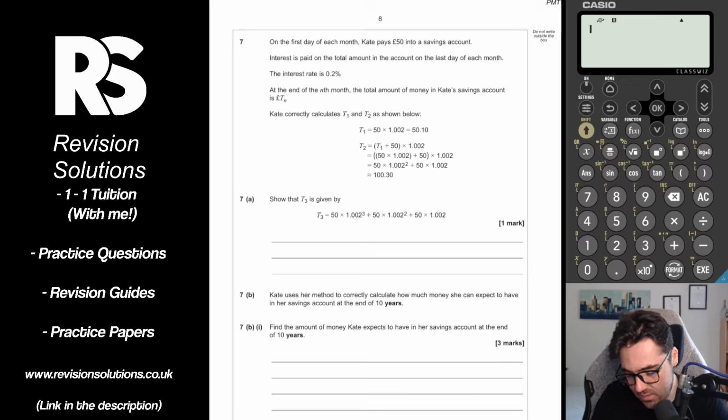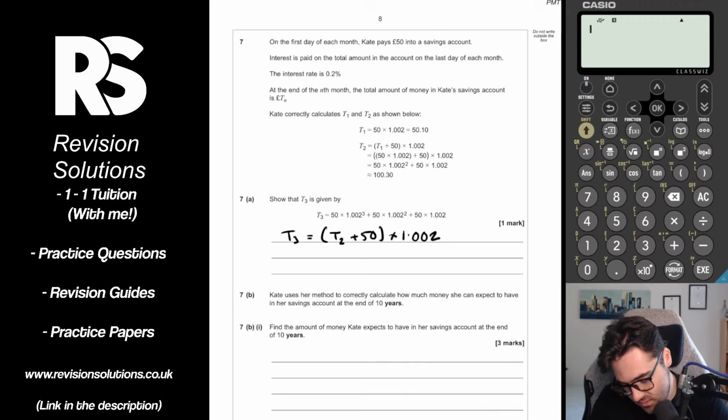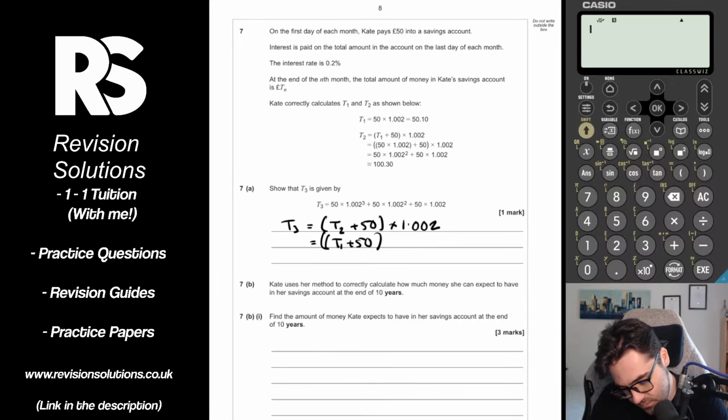Well, we can just use the same calculation that she's done. So in her third installment of interest, it's going to be whatever she had in her account on the previous month, so that'd be T2, plus the extra £50 she puts in, times her interest rate, which is still the 1.002, increasing it by 0.2%. And then we know what T2 is. T2 is T1 plus 50 times the 1.002.